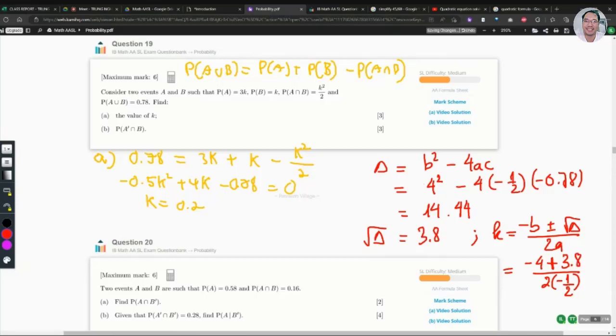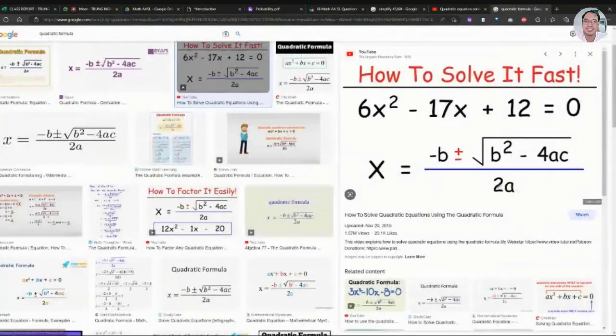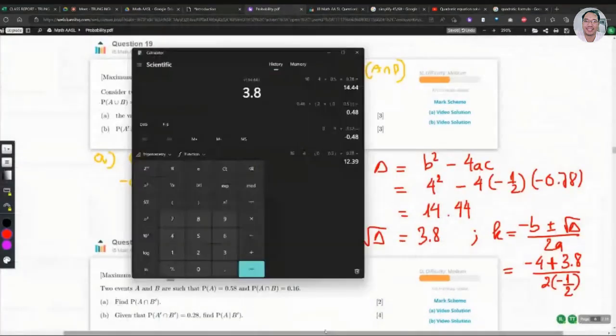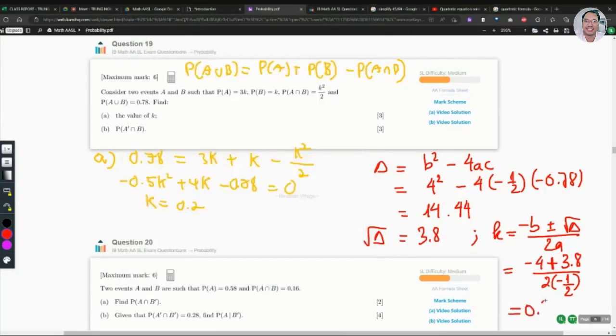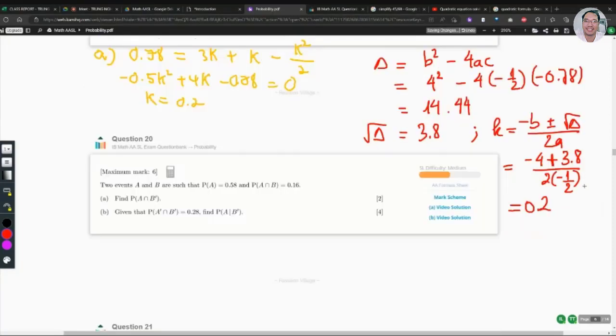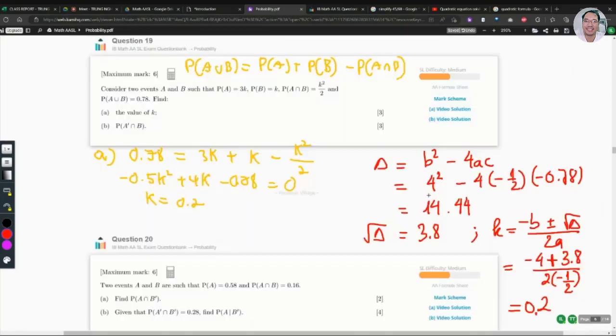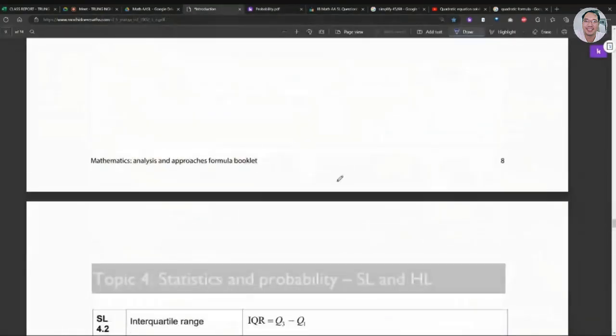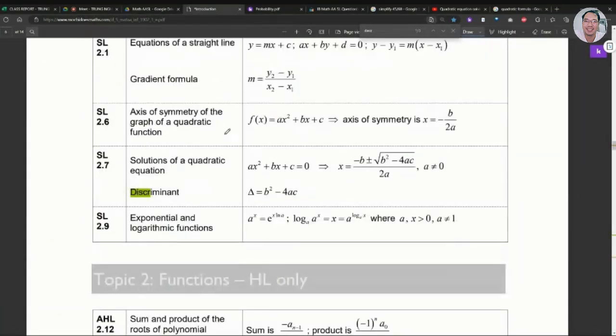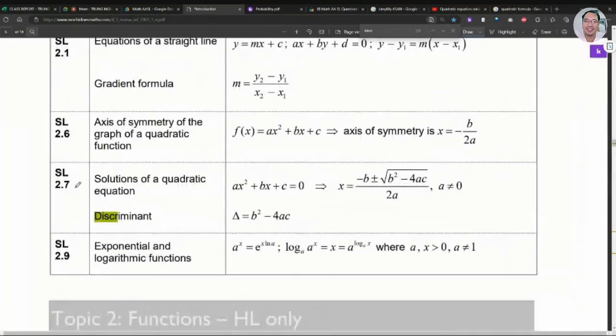Here we add 3.8, then divide by 2 times a. Minus 4 plus 3.8 and then divide by 2 multiplied with negative 1/2 gives 0.2. Okay, the exact value. So this is the method using the discriminant formula. Is that in the formula booklet? Discriminant? Yeah. All right. Topic 2.